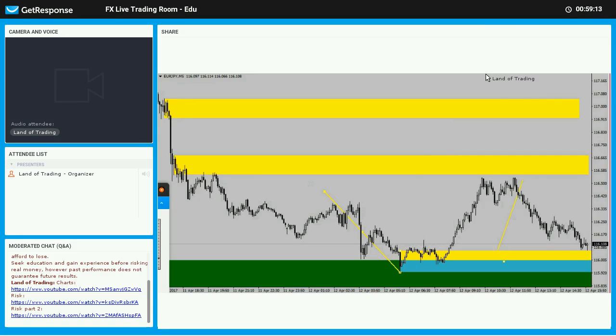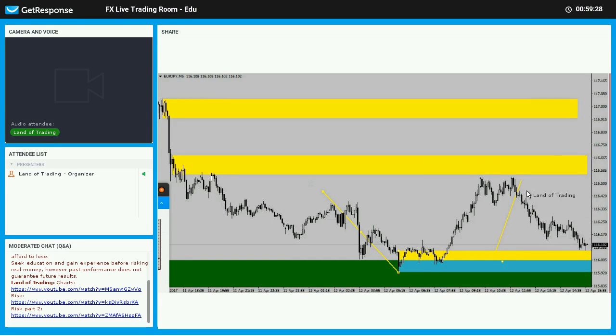Okay. So that's what I'm gonna do here with eurujpy. So I placed an order to buy 116.04, 89 stop, and targeting this yellow, so something like 54, 57, 58. I'm risking 0.1.